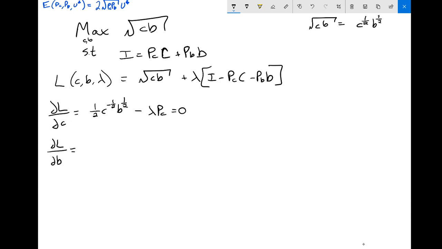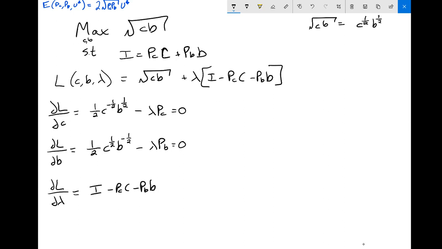Okay. For B, 1/2 times C to the 1/2 B to the negative 1/2 minus lambda PB equals 0. And then finally, the derivative of the Lagrangian with respect to lambda, which is income minus PC C minus PB B.